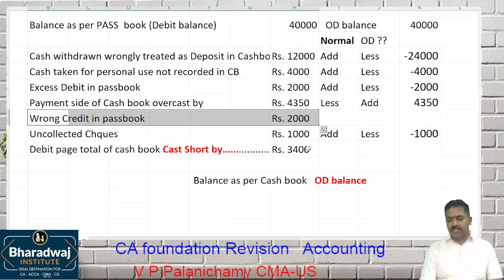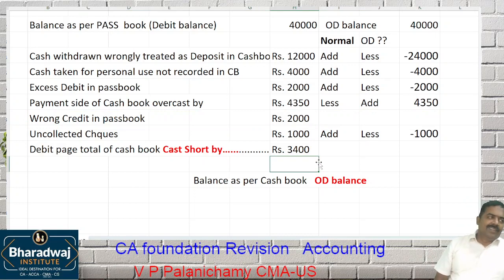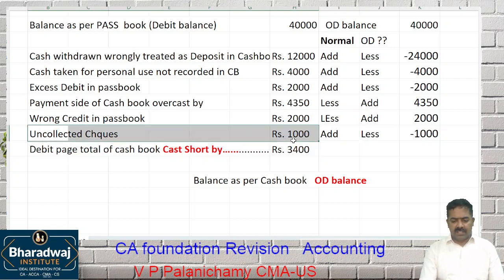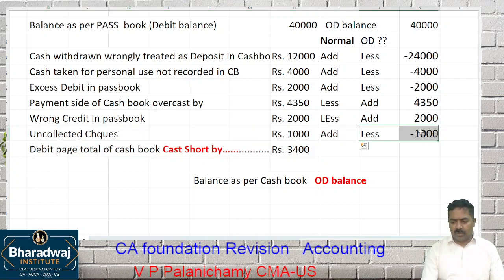Wrong credit in passbook. Credit in passbook means favorable. Add it. We have added it in the passbook. Has the customer added? No. So what to do? Less. Since OD is a starting point, add 2,000. Uncollected checks. The customer has added, so let us also add it. Since OD is a starting point, minus 1,000.